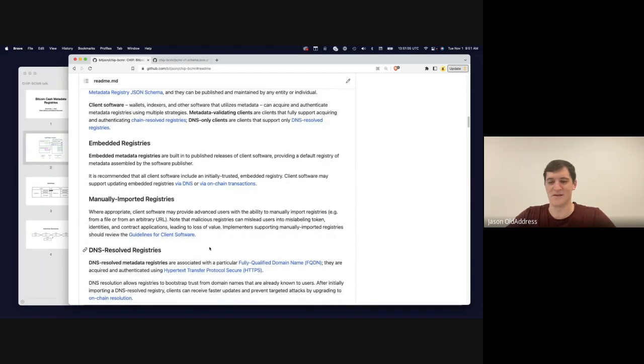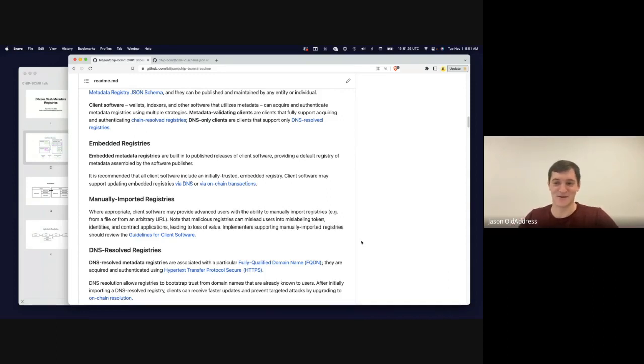Of course, if your wallet is for more advanced users, you could allow users to import a registry from their desktop or from a URL. It's just mentioned here because you have to be careful about how you do that. And I've added some guidelines for doing it in a way that is resistant to phishing attacks.